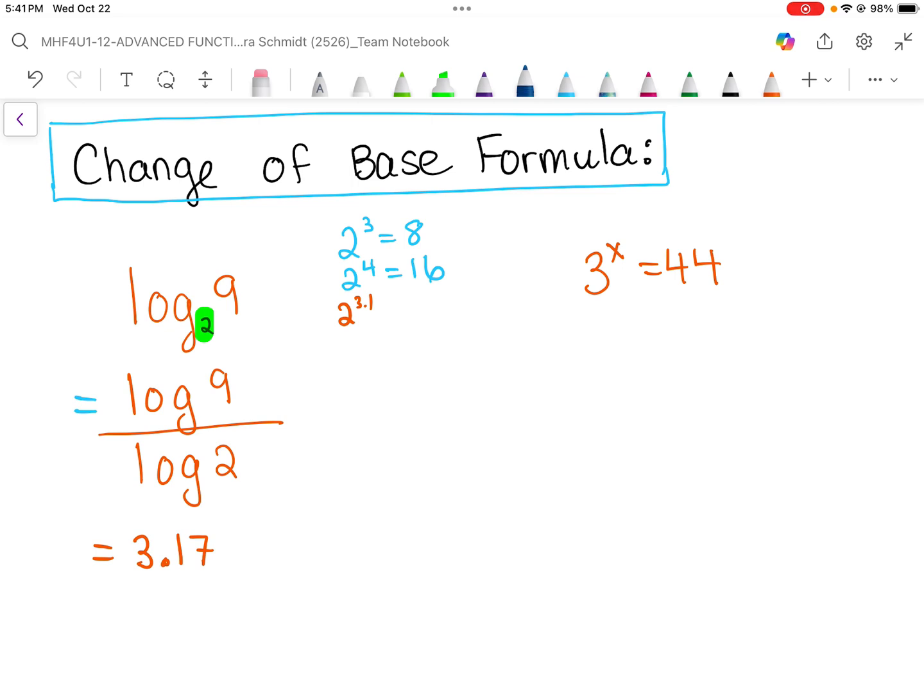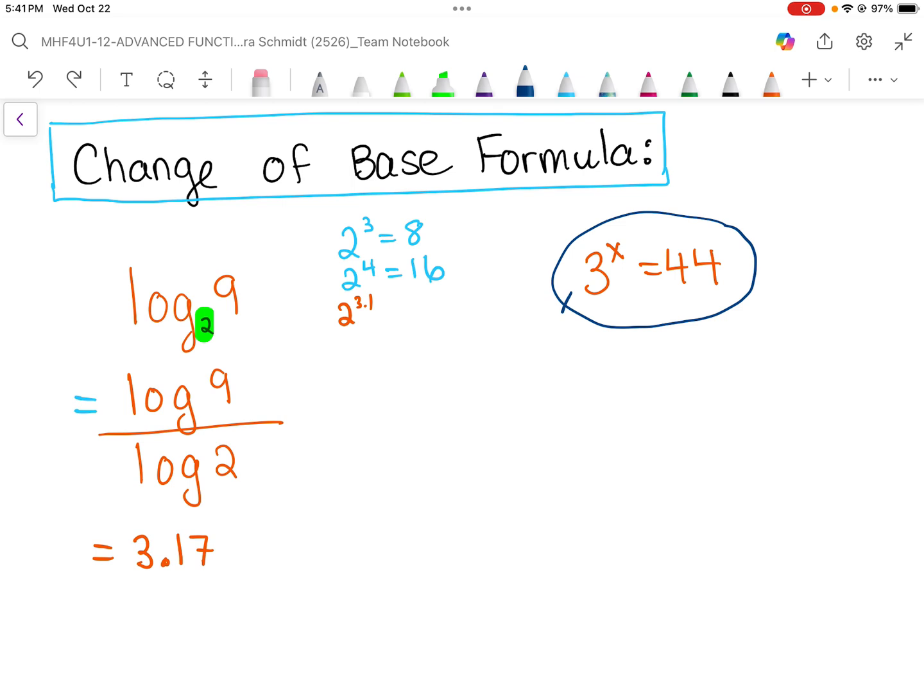Okay, this one. So now it's in exponential form and I can't figure it out. 3 to the power of what equals 44? I don't know. I know like 3 to the power of 3 is 27, and then I know 3 to the power of 4 is 81. So I know it's going to be between 3 and 4, but I don't know what it's going to be.